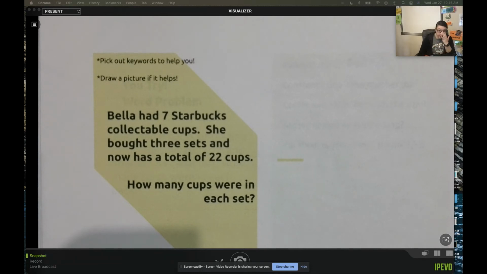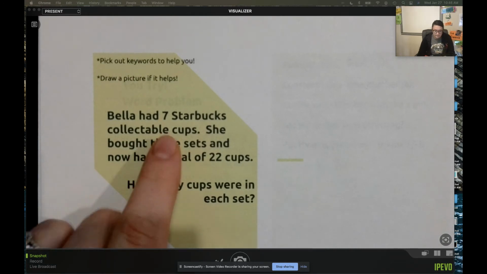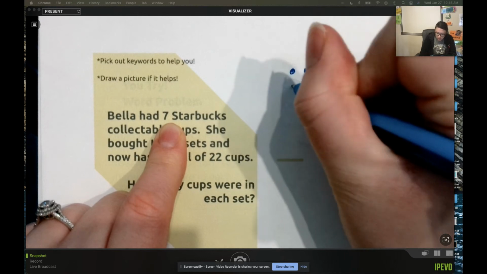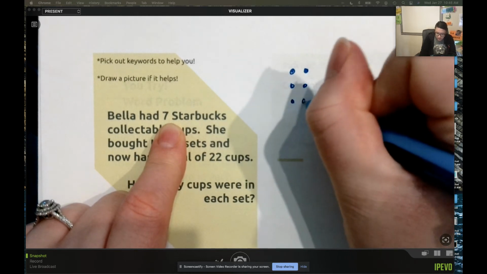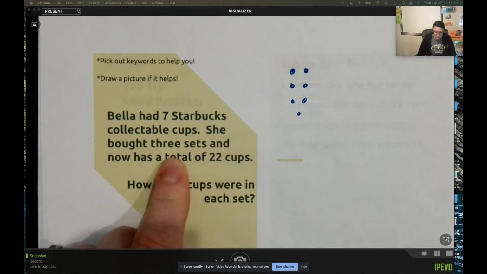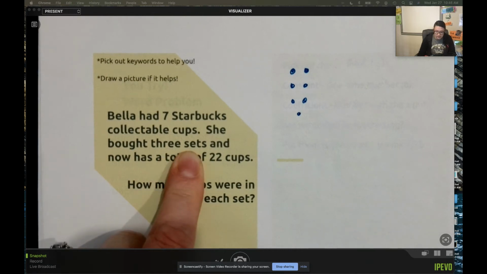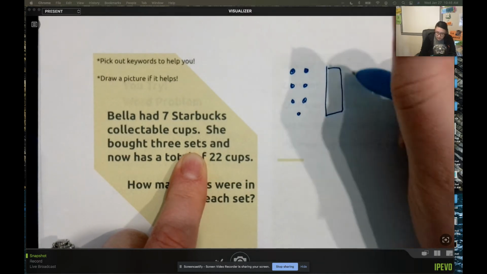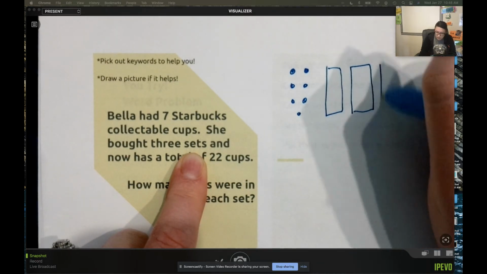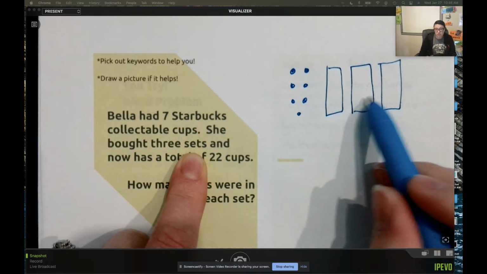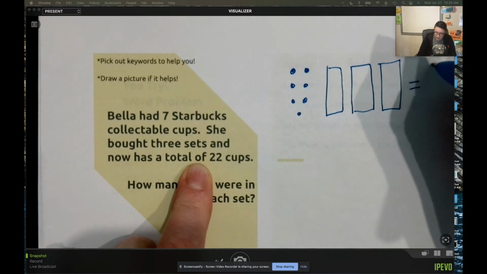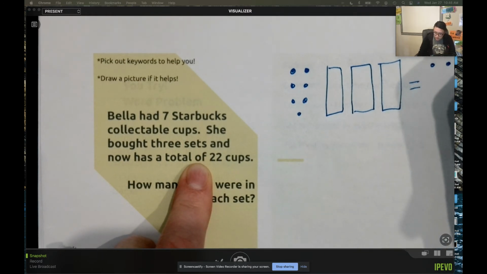If you want to think about this with the algebra tiles, you can think about how Bella had 7 cups. So I could draw 7 little dots to represent those cups. And then she bought 3 sets. I don't know how much is in each of those sets. I just know that there's 3 of them. So I'm going to use my variables to represent, I don't know how much is in each of those sets. But she now has 22 cups.